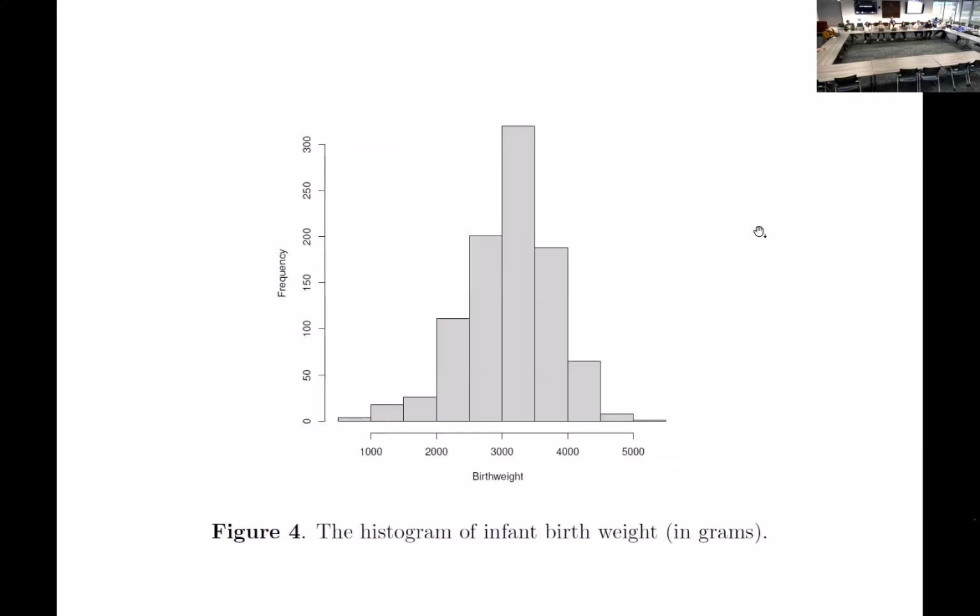So this is a histogram of infant birth weight. You see there's quite a few in the low birth weight group here, even less than 1,000 grams.